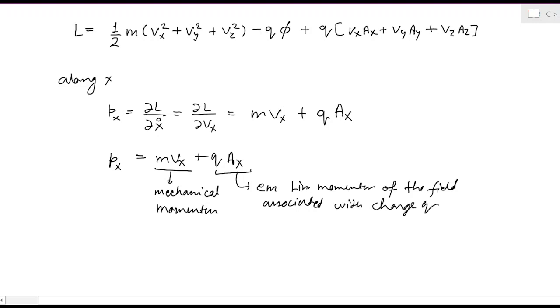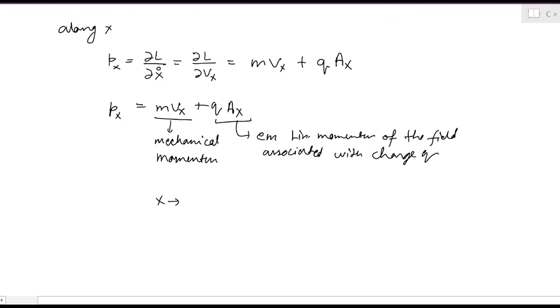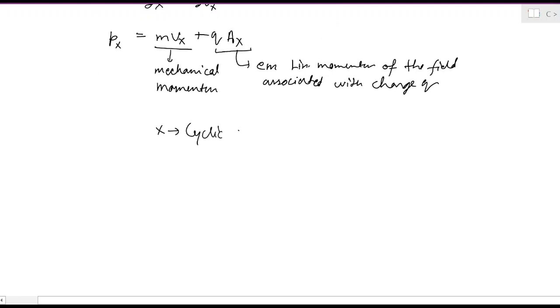Okay, for better understanding, now let me go a step further. Let's say the field is such that phi and A both are independent of x. Then, as you know, x will not appear in L. The only possibility of x appearing is in phi and Ax. So if they do not contain x, then x will be a cyclic coordinate.